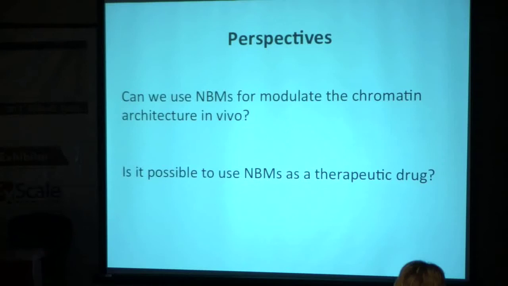So the perspective at the moment is: can we use nucleosome binding molecules to modulate chromatin architecture in vivo? As I said, the bottleneck of this work is to show how these molecules are acting in the cell. My fear is that these peptides, just by entering the cell, are being squelched by some enzymes, and that is giving us these positive results. But in fact, if this is happening, it would not be that bad, because we would just prove that this kind of molecule can also interfere with the activity of different enzymes, which would be quite nice to see as well.